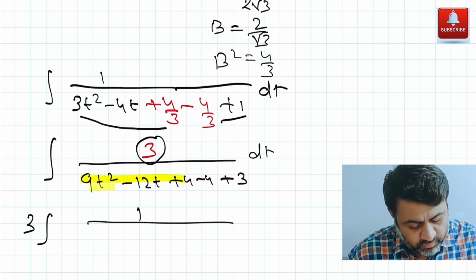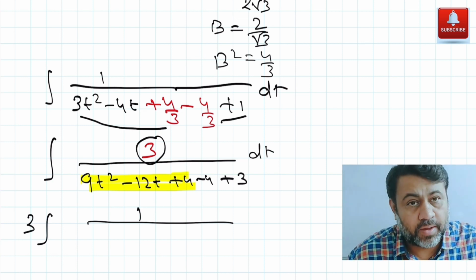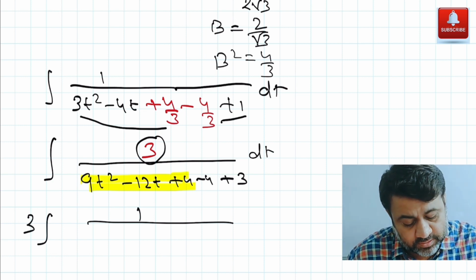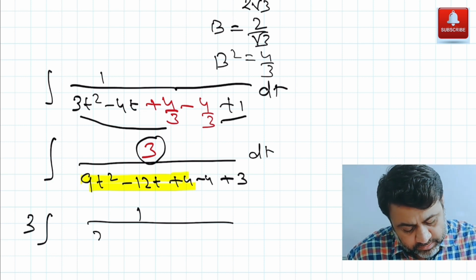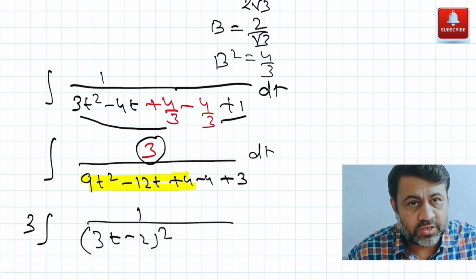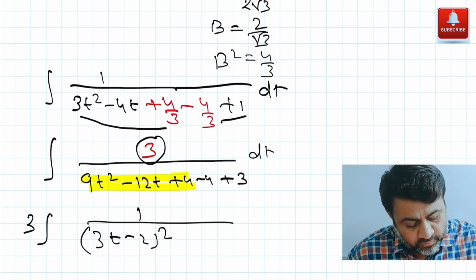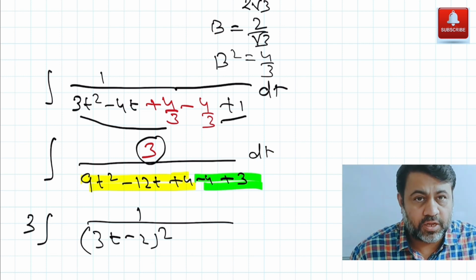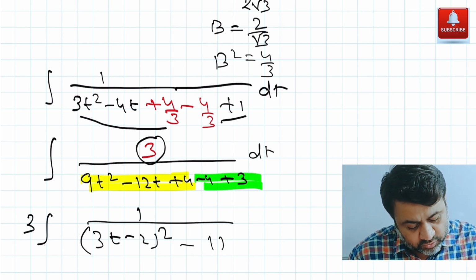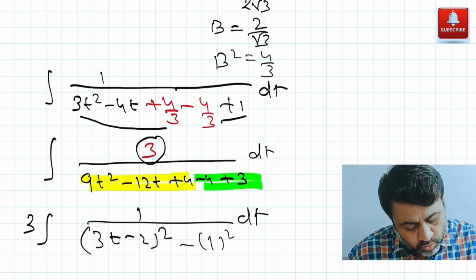If we observe these three terms, a square minus 2ab plus b square, you can very easily write the next step, that is 3t minus 2 the whole square. 9t square, 3 times 6 into 2 we get 12, and minus 2 square is plus 4. Second part, if you observe, minus 4 plus 3 is minus 1, so I am writing minus 1 the whole square.